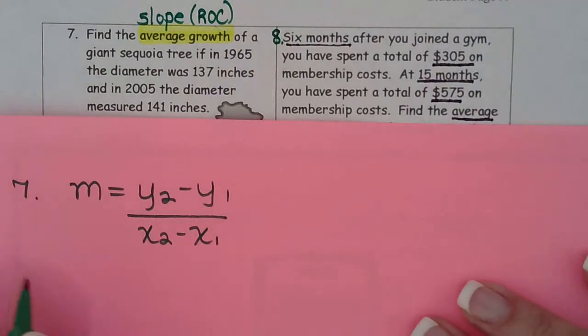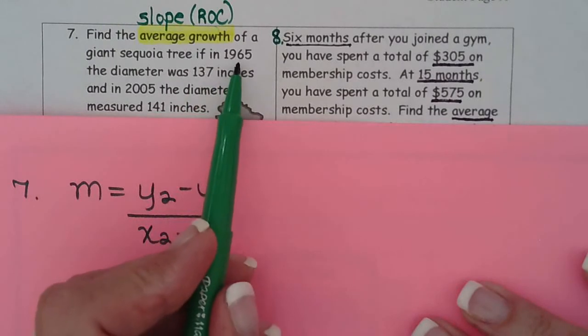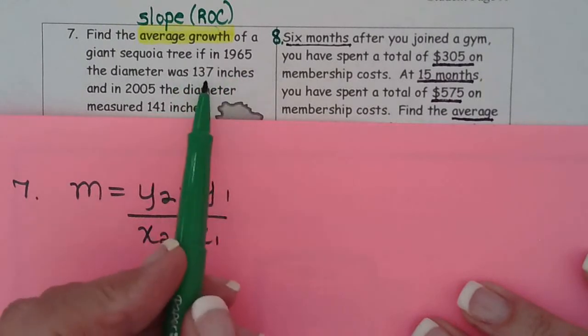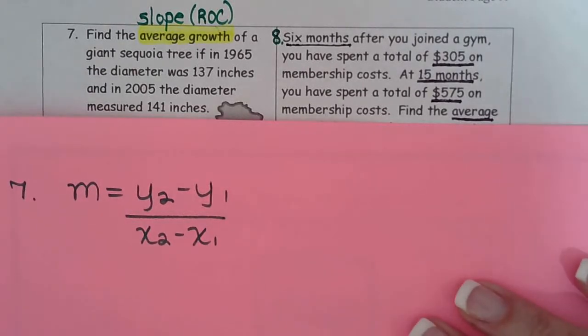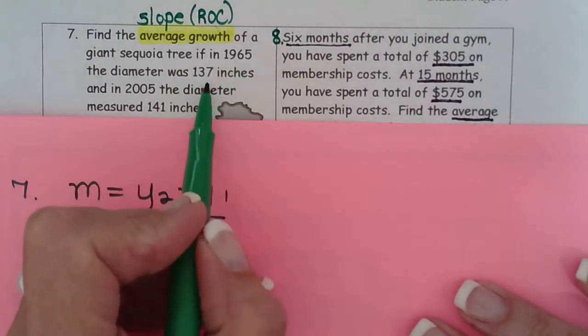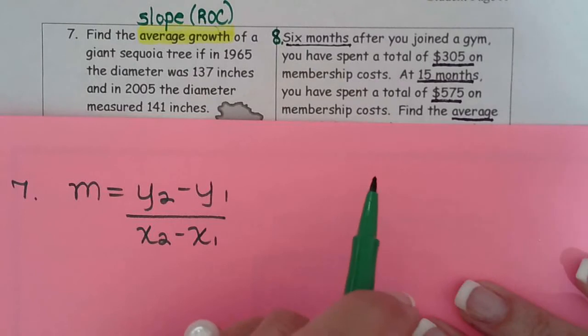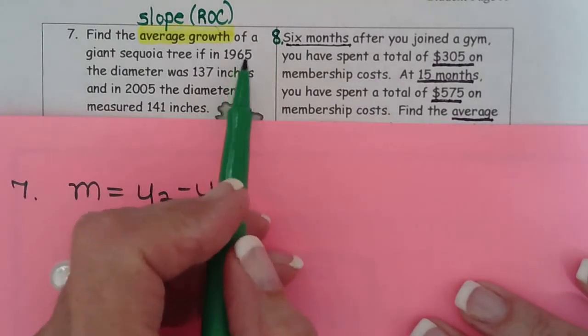So now we have to figure out our two ordered pairs. So we have 1965, 137 inches. And time is 99.9% of the time going to be your x. They don't always give you these in the proper order, by the way. You'll see a problem coming up shortly that they don't. So you can't just assume this is your x, this is your y. But if you're trying to decide which is which, time is x. So if time is ever in the problem, it's your x.